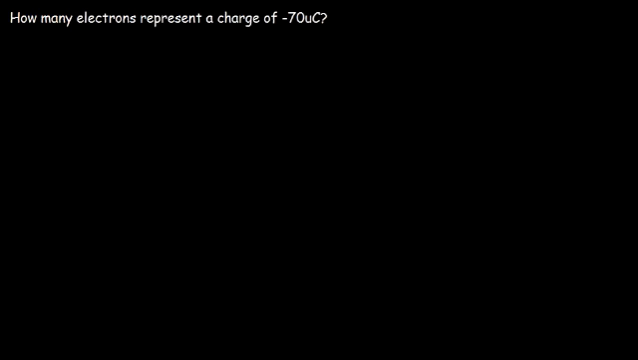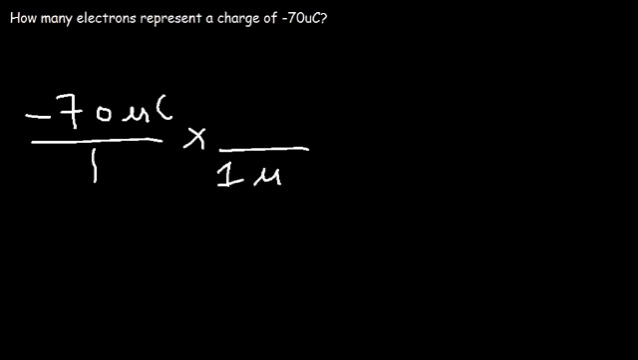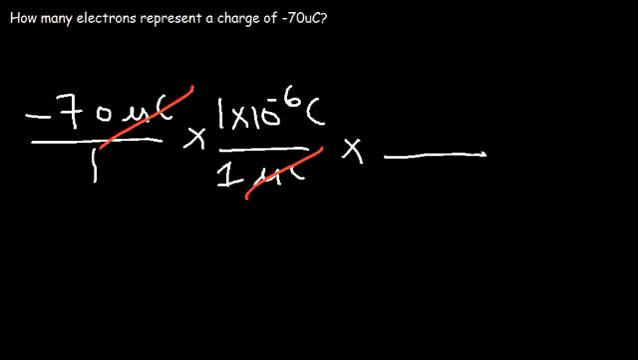Now, what if you were to see a question like that on a test? How many electrons represent a charge of negative 70 microcoulombs? To figure this one, you could simply do a conversion. You can convert microcoulombs to the number of electrons. Now, the first thing that we need to do is convert microcoulombs to coulombs. We know that 1 microcoulomb is equal to 1 times 10 to the minus 6 coulombs. So microcoulombs cancel.